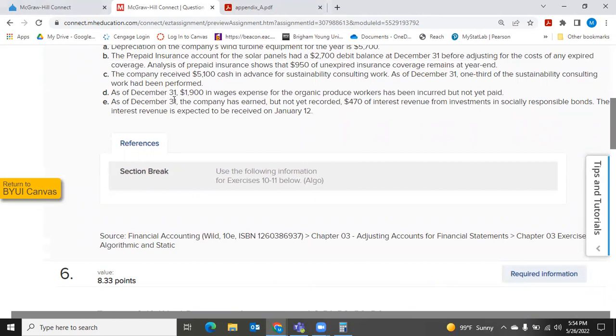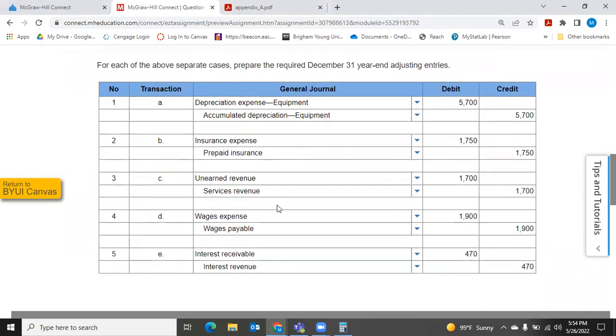D, as of December 31st, $1,900 in wages expense for the organic produce workers has been incurred but not yet paid. So here they're giving us the amount of the expense incurred. So we're just going to debit wage expense, $1,900, and credit wages payable, $1,900.